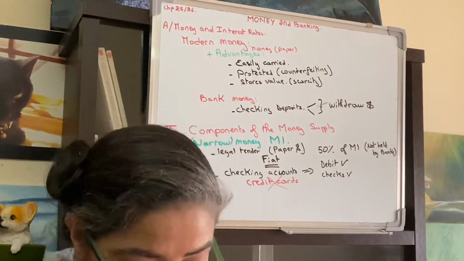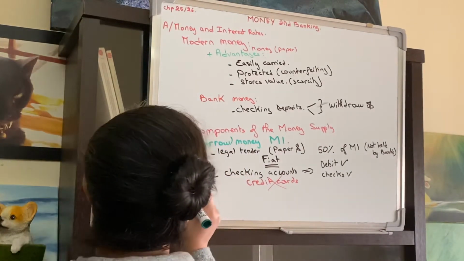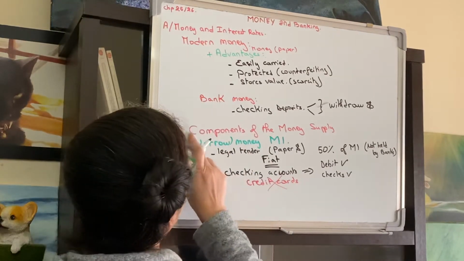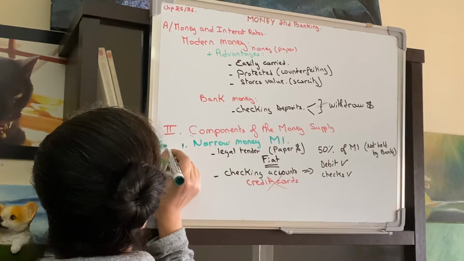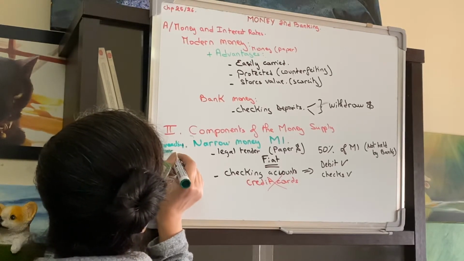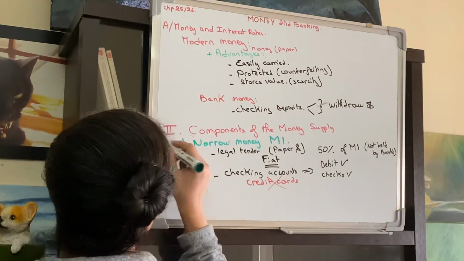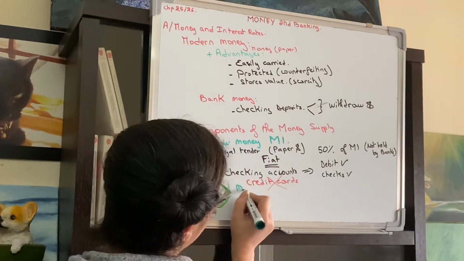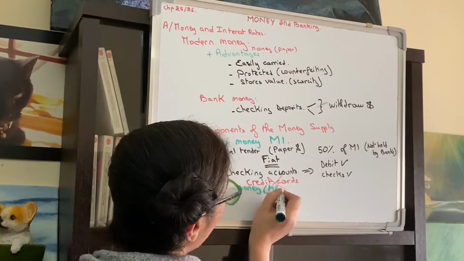So that's M1. Now M2, broad money. Why did I put narrow? It's not narrow. That's transaction money. They call it transaction money. And this one is broad money, between parentheses. Broad money, we call it M2.